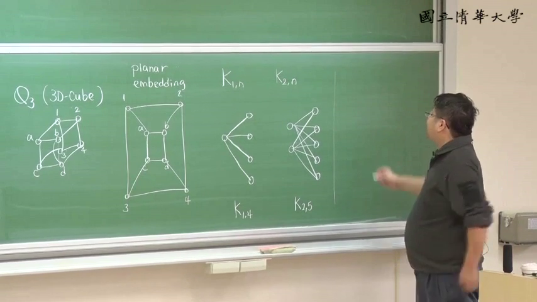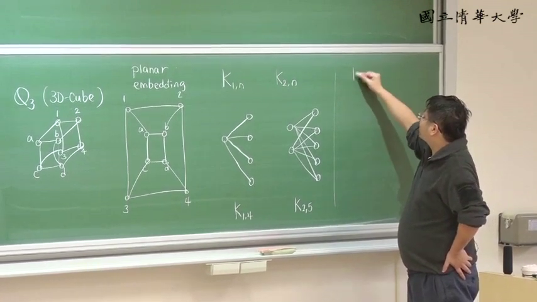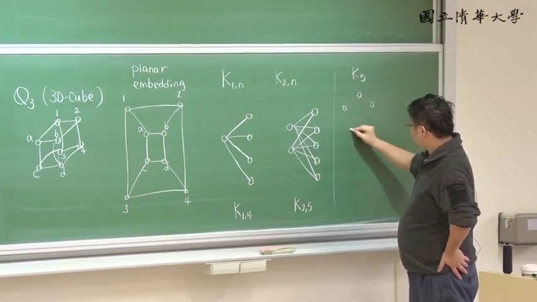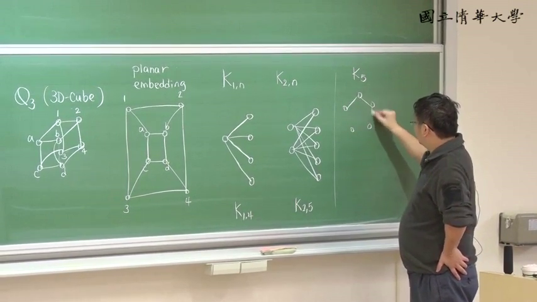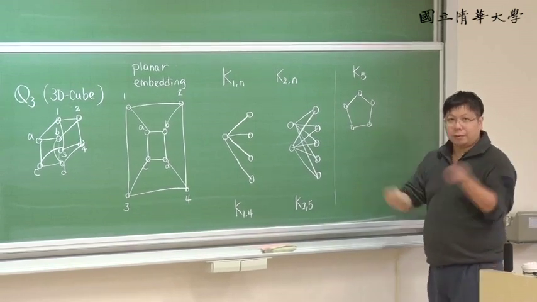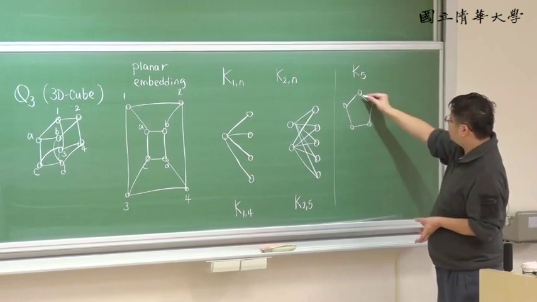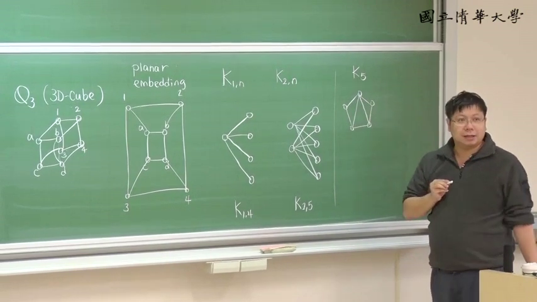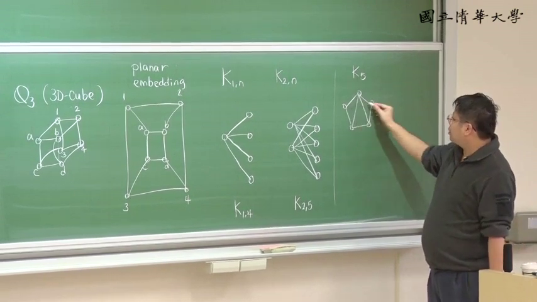Now, somehow, some graphs are not planar. We will show that some graphs are not planar. So for instance, K5 is not planar. So K5 is like this. You have 5 vertices, you have edges joining every pair of them. So I need to join these 2, I need to join these 2. Is that okay?